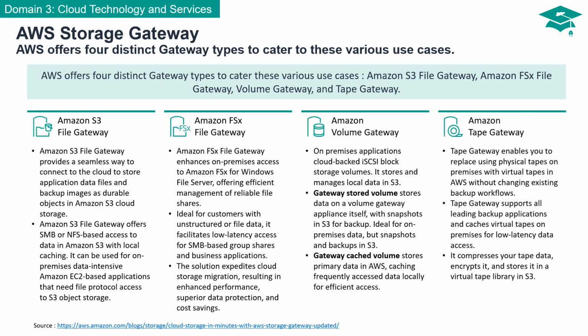Lastly, we have Amazon Tape Gateway, a revolutionary solution replacing physical tapes with virtual tapes in AWS. It seamlessly integrates with leading backup applications, caching virtual tapes on premises for low latency access. Your tape data is compressed, encrypted, and securely stored in a virtual tape library in S3.